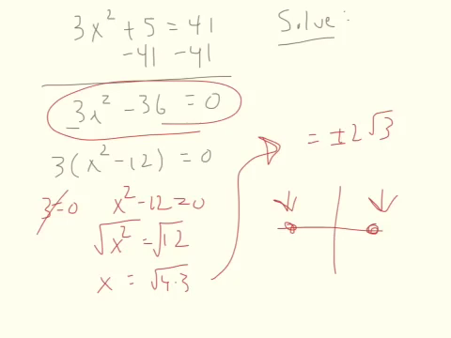And just so we don't think of that number as some arbitrary number, the square root of 3 is approximately 1.73. So 2 times that number is about 3.46. So this is positive 3.46, and that's negative 3.46. And this is what happens when we have ugly answers.